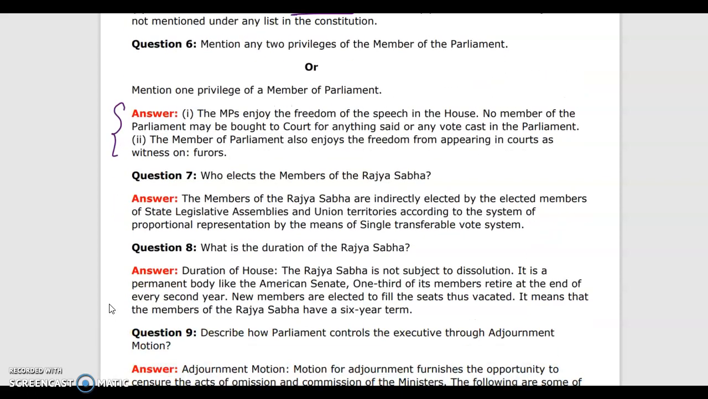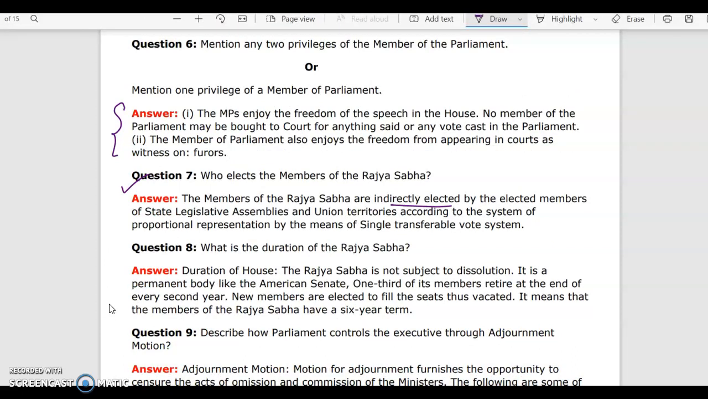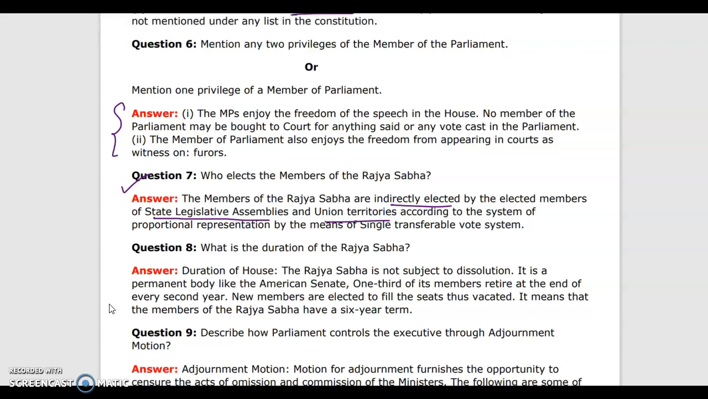Okay. Who elects the members of the Rajya Sabha? They are indirectly elected by the elected members of state legislative assemblies and union territories according to the system of proportional representation by means of single transferable vote. You will have to highlight these words: proportional representation and single transferable vote.